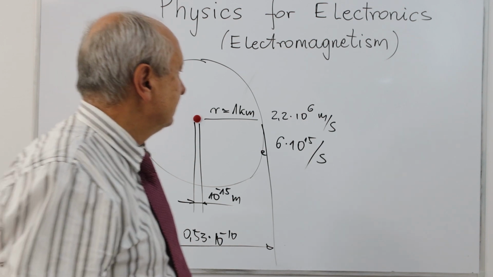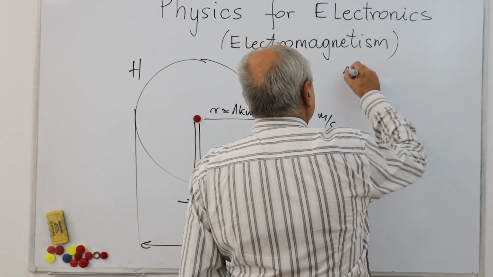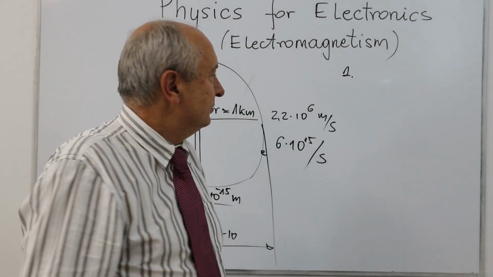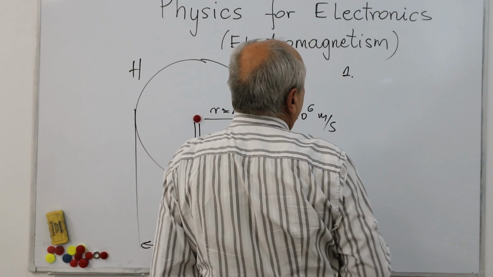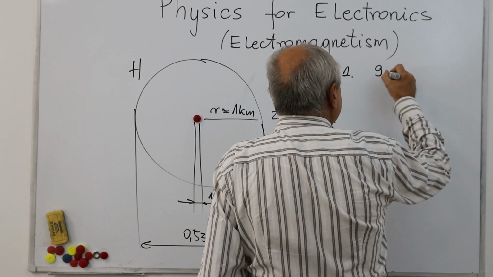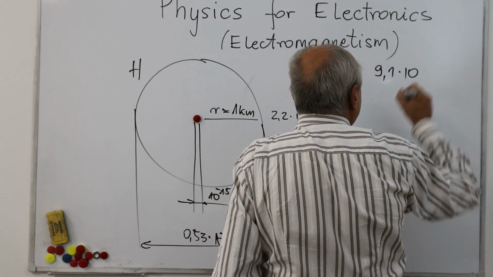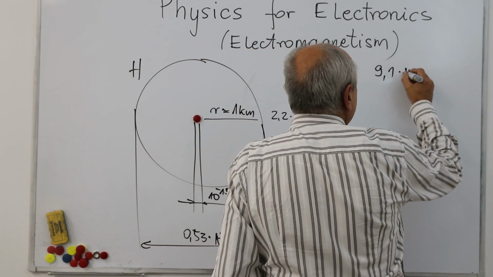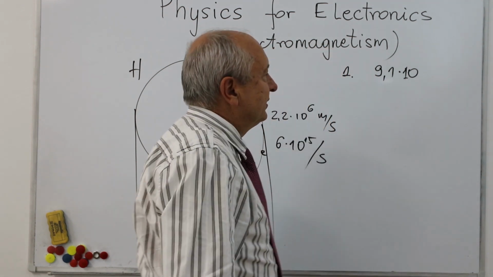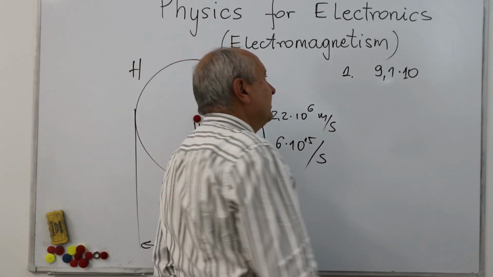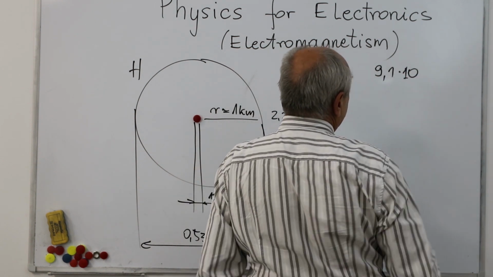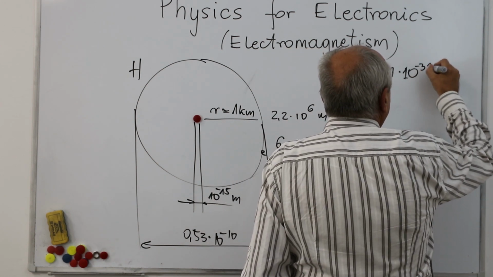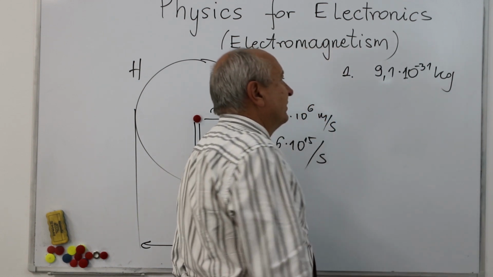And let's write the features of the electron. Today we can write the mass of the electron. It was measured in different experiments, and we know this mass with quite high accuracy. This 9.1, only the first two digits are important, times 10 to minus 31 kilogram. This is the mass of the electron.